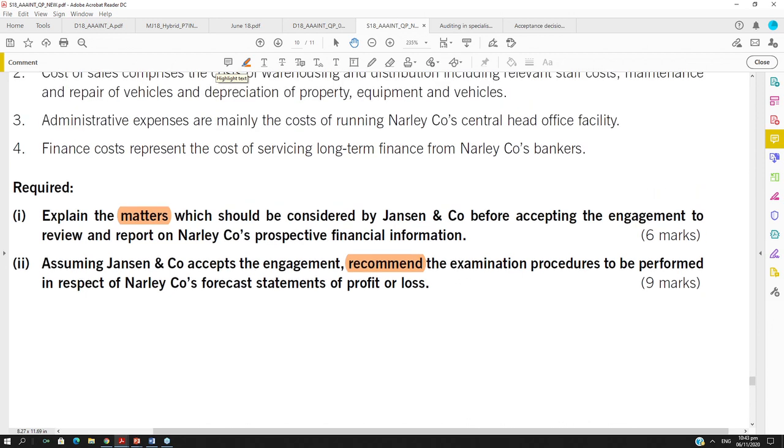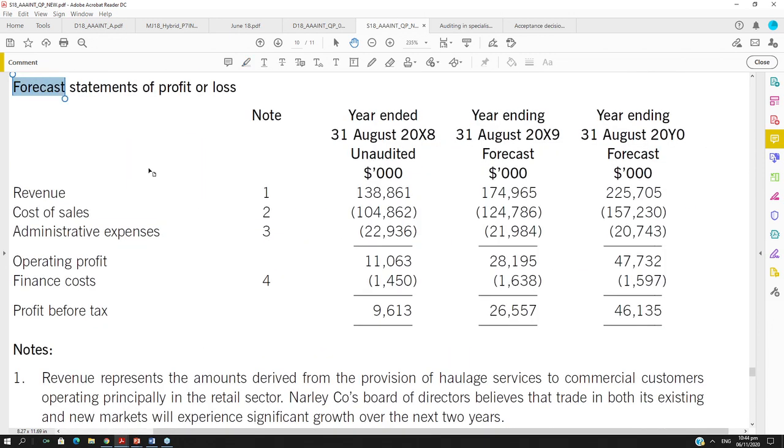So the prospective financial information is right here, the forecast statement of profit and loss. This is a very typical question. This is not the first time you're seeing this question in September 18. It has come many times prior to September 18 and even after. So I believe, Aisha, you're sitting your first exam, right? That's the reason you might have raised this question.